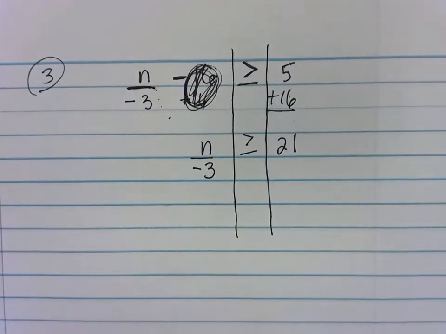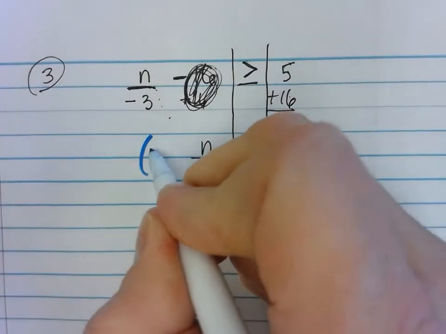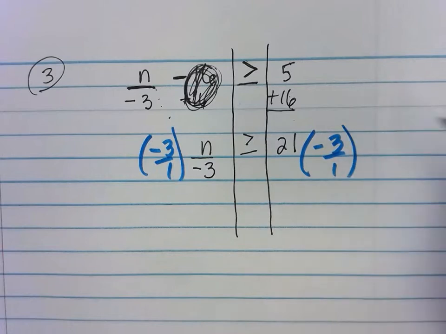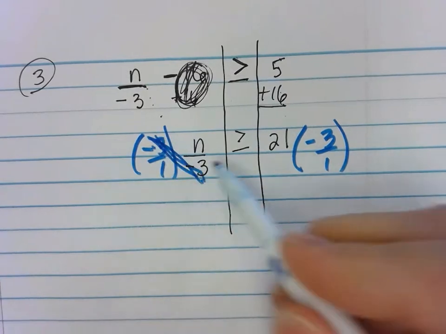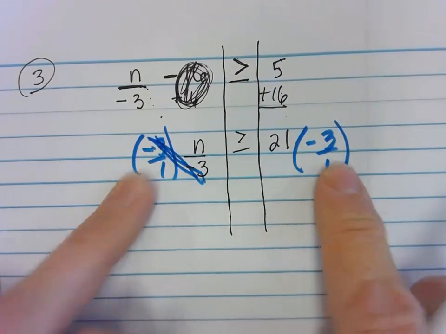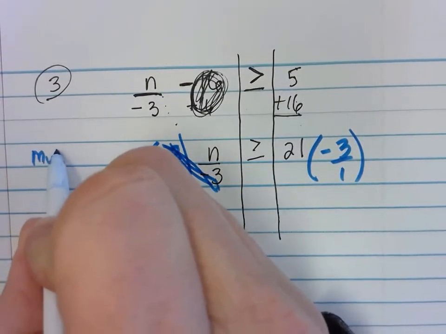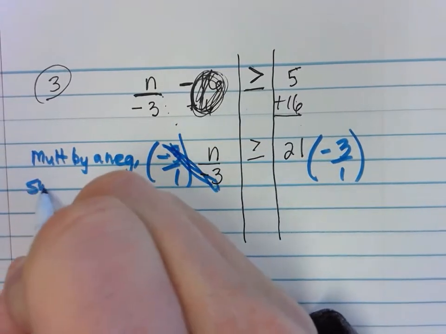All right, so just like we did with the equations, what's the inverse of dividing? That would be multiplying. So we have to multiply here. So we're going to multiply by -3 over 1 over here. Multiply by -3 over 1 over here. Now, these two cancel out. Did I just multiply by a negative on both sides? I sure did. Okay, so right here, since I multiplied by a negative, I need to switch the symbol.